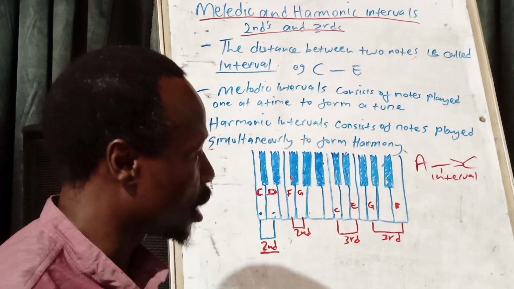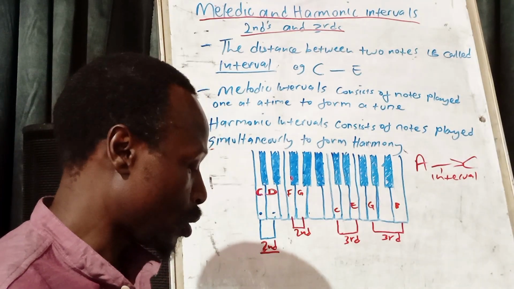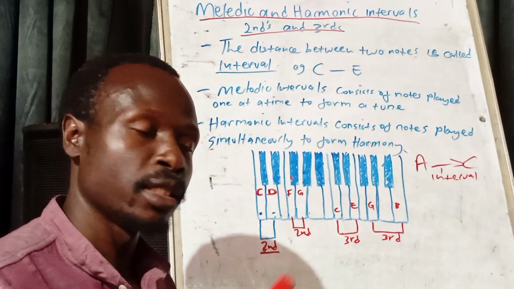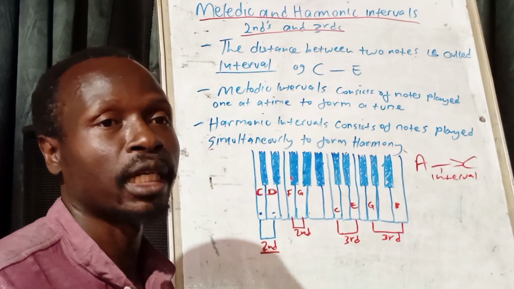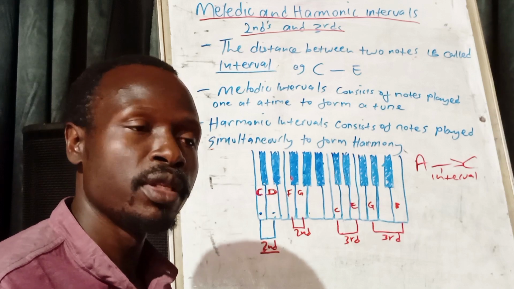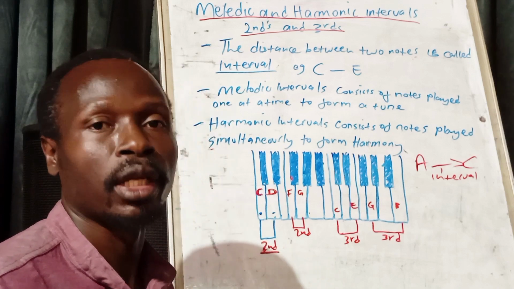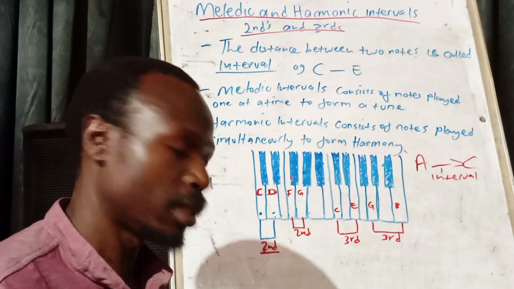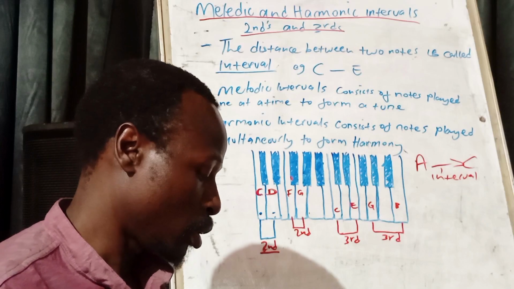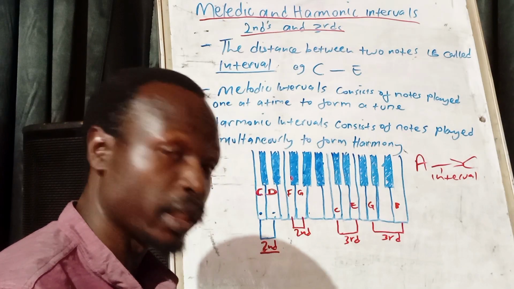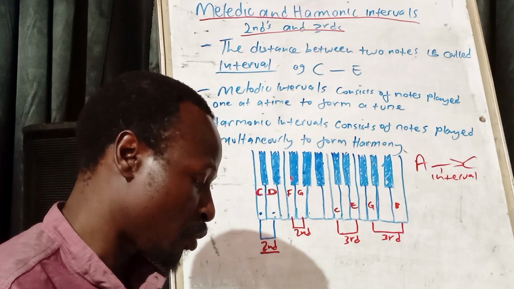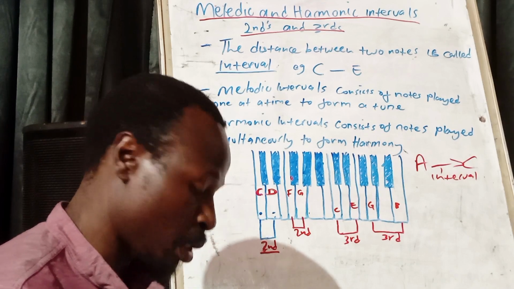When we talk about melodic and harmonic intervals: a melodic interval is where we play one note at a time. A harmonic interval is where we play simultaneous notes, more than one note at a time. Those are the two types of intervals. So let's go to the keyboard and I'll show you these intervals live as I play a tune.